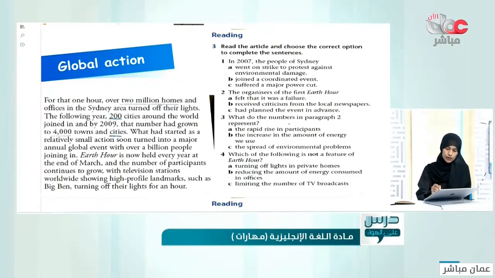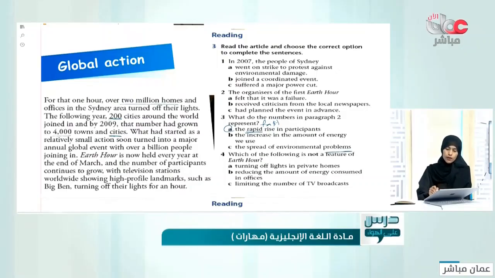Okay, so this is number 3. What do the numbers in paragraph 2 represent? Do they represent the rapid rise in participants? Yes, it's the rapid or the fast rise in participants. It's not the increase in the amount of energy we use. This text is not talking about energy. Is it the spread of environmental problems? No, nothing about environmental problems here.